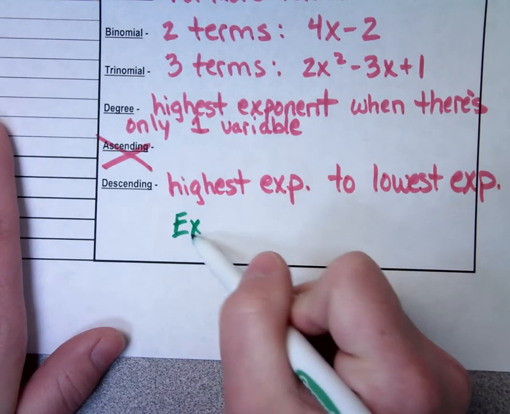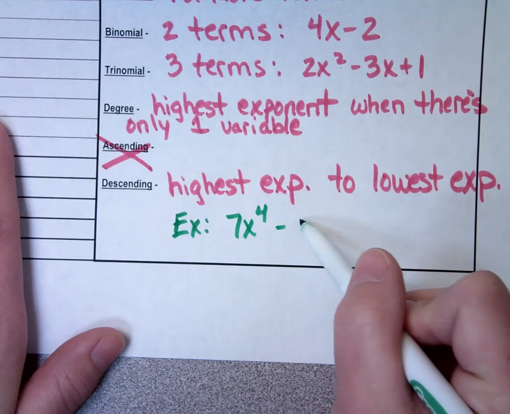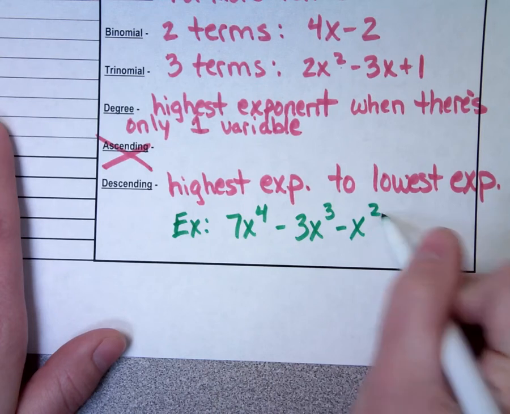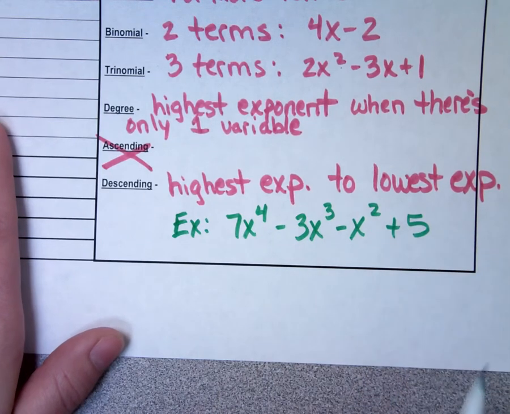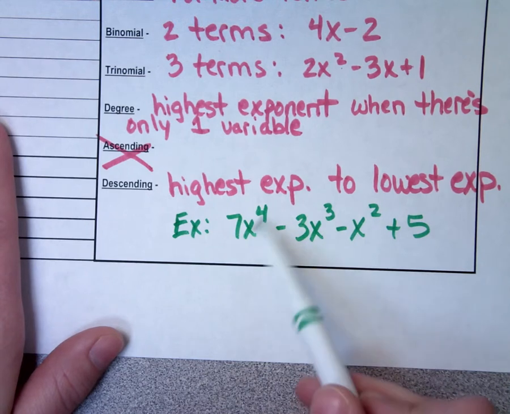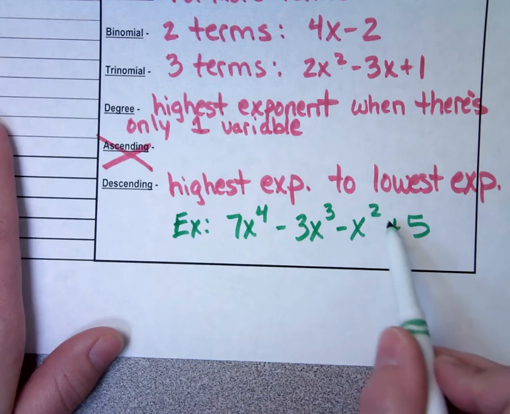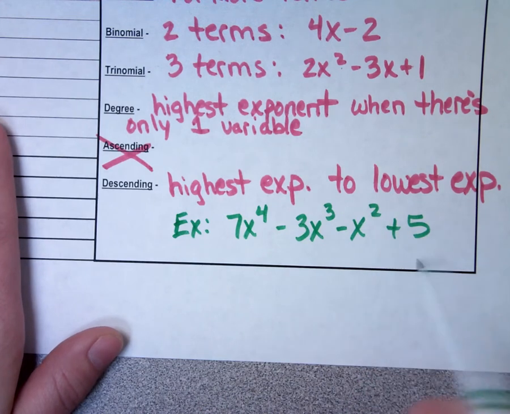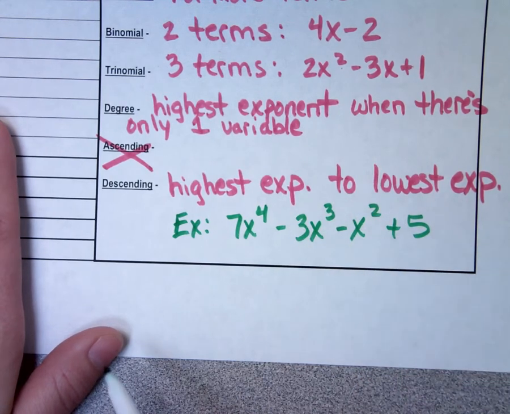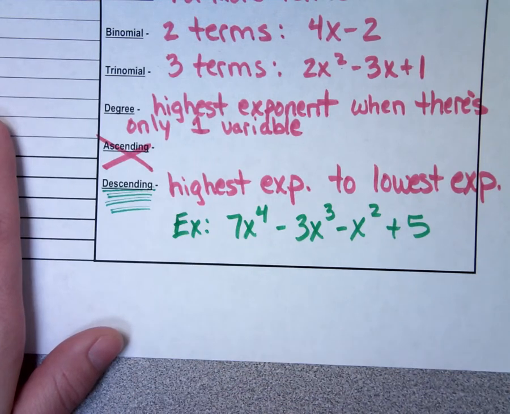For example, 7x to the 4th minus 3x to the 3rd minus x squared plus 5. This is an example of something that is in descending order. I start with the highest exponent and I go all the way down to the lowest exponent. And I didn't have an x in this problem at all, so sometimes you don't have all of the pieces in the problem, but as long as it goes from highest exponent to lowest, that is the order we want to put our answers in, and that is called descending order.